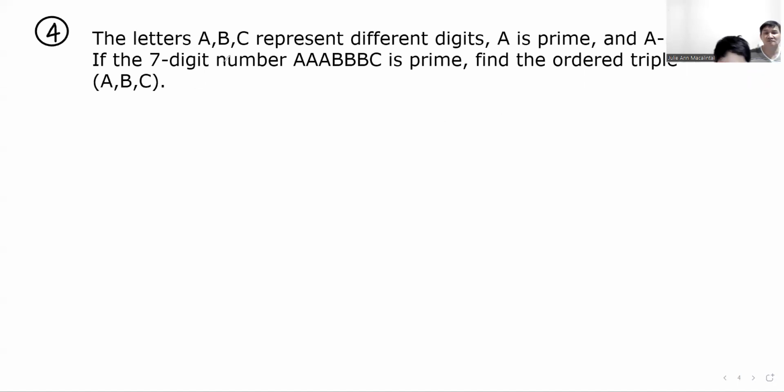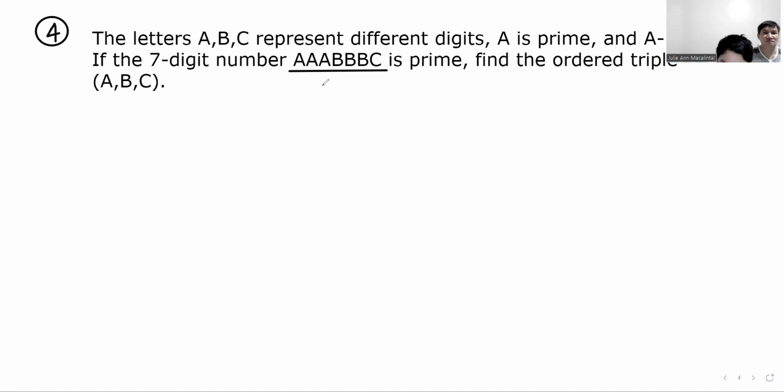So this is ABC, different digits. Actually, we don't just represent a number using letters because they can be confused with variables. Put an underline. So the letters ABC represent different digits. A is prime and A minus B is equal to 4. If the 3-digit number ABB is prime, find the ordered triple ABC.